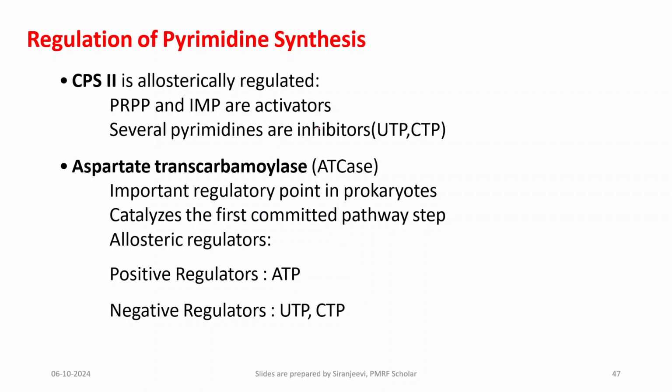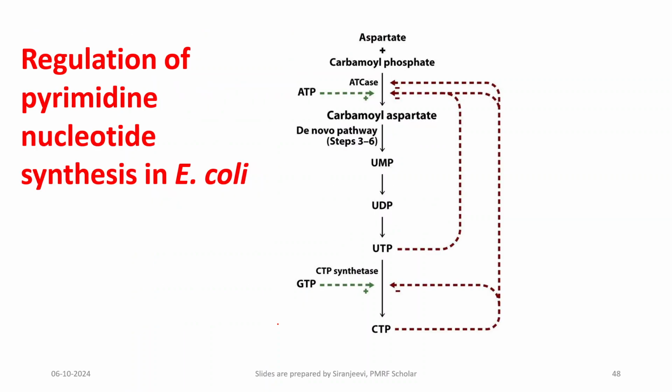So regarding the regulation of pyrimidine biosynthesis, CPS2 is allosterically regulated by PRPP and IMP as activators, and several pyrimidines are inhibitors, that is UTP and then CTP. And there is one more enzyme called aspartate transcarbamylase, which is an important regulatory point in the prokaryotes that catalyzes the first committed step. The allosteric regulators are ATP as the positive regulator, and the negative regulators are UTP and CTP. So this is the regulation of pyrimidine nucleotide biosynthesis in E.